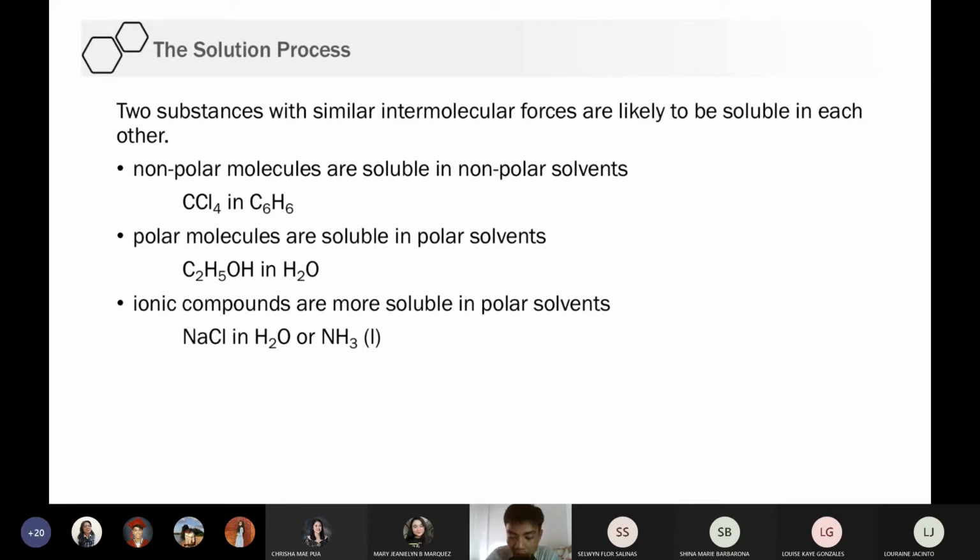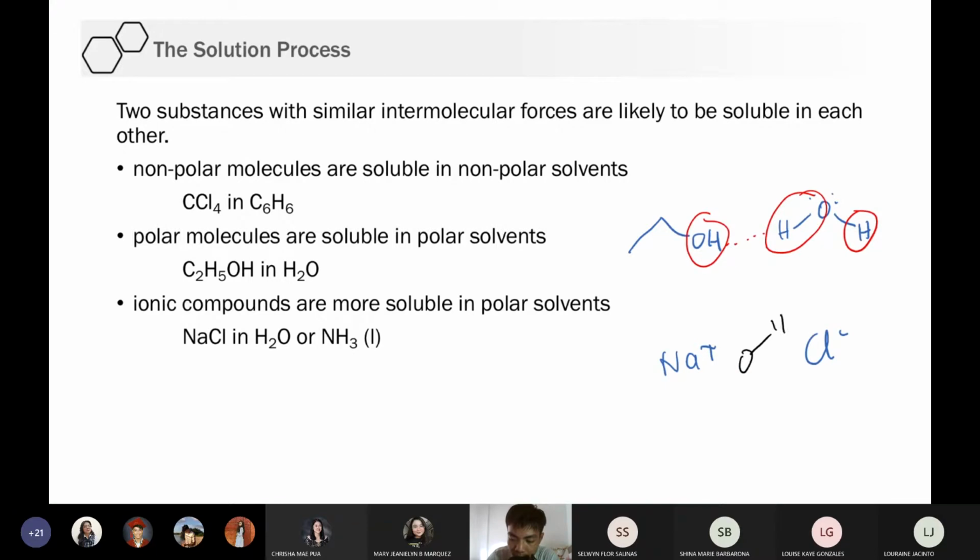Let's say, alcohol, no? Ethanol and water. So, ito yung alcohol, ito yung water. Okay? So, ano yung pwedeng interaction nila? Pwedeng dipole-dipole and hydrogen bonding. Okay? So, ito yung hydrogen bonding na pwede sila mag-interact dyan. Okay? So, yun. And then, yung example natin kanina, yung salts, no? Yung ionic compounds with water, no? So, yan. So, paano sila mag-interact?